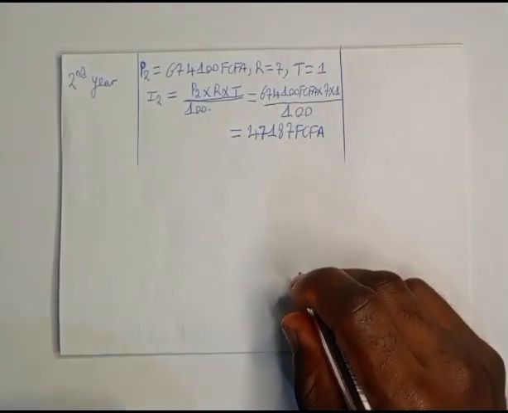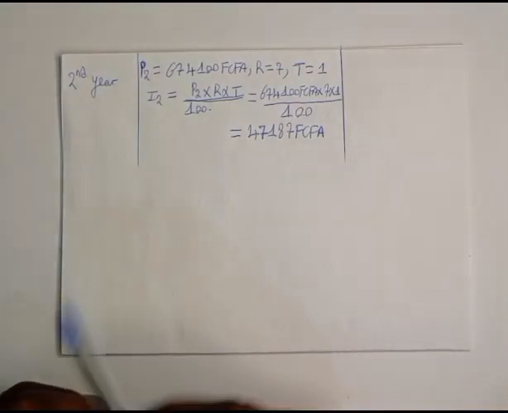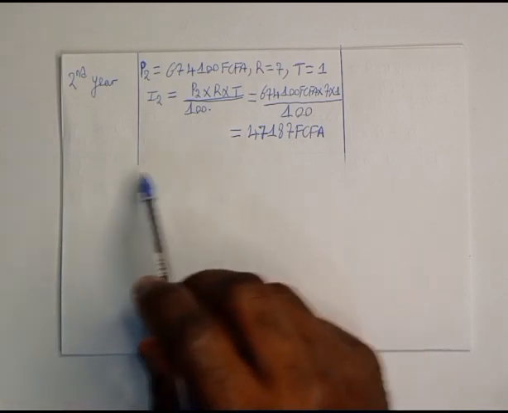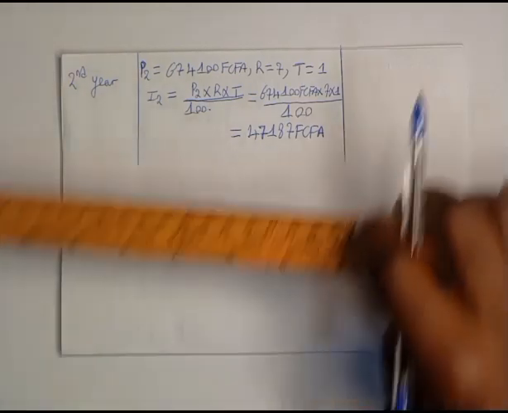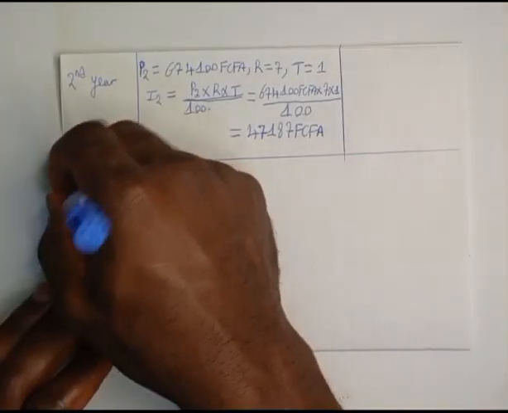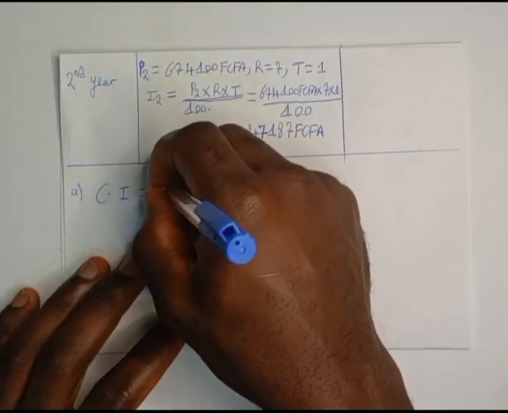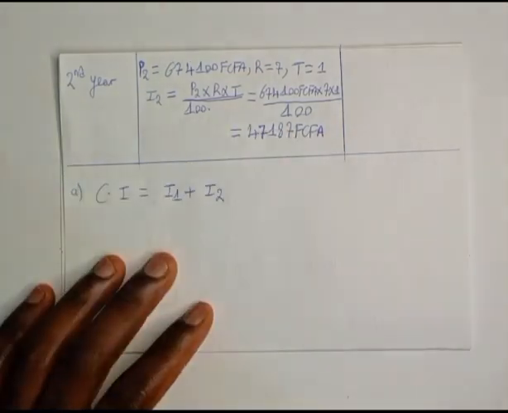So this is the interest made by the principal P2, which is 674,100 francs CFA, for the second year. Since the investment has a duration of 2 years, we are going to end at this level. Ending at this level, we can find the compound interest. Question E. Compound interest will simply be equal to I1 plus I2.